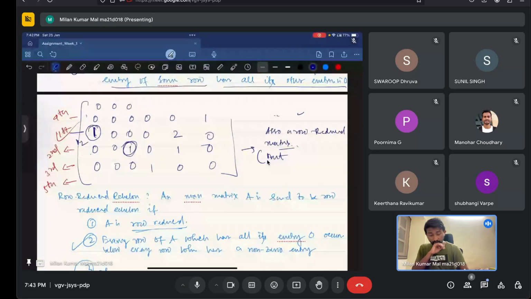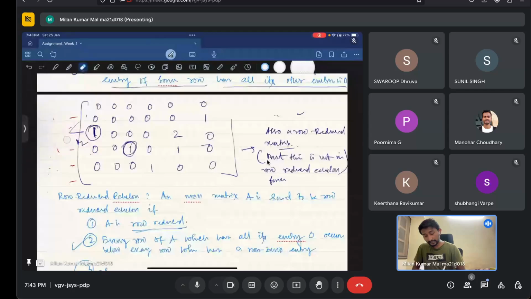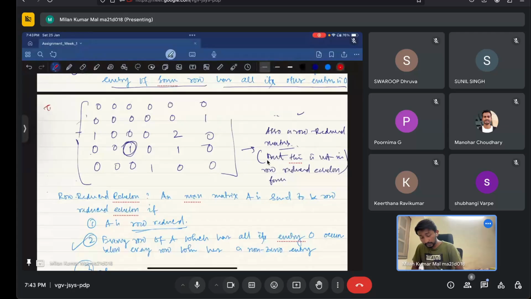But this matrix is not in row reduced echelon form. To get row reduced echelon form, I'm just saying to interchange, what will be the exact position, and we have to do the corresponding changes to get that position. So I'm writing this to get it in the row reduced echelon form.